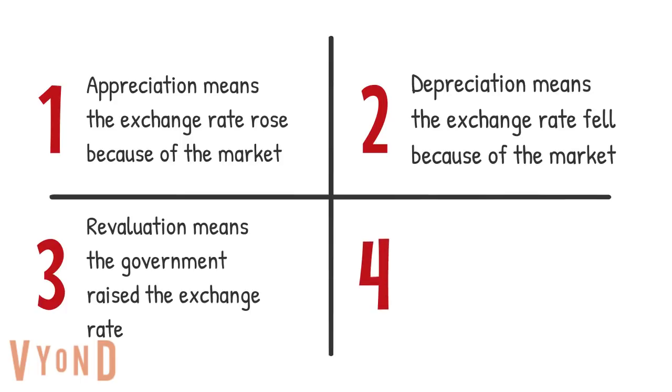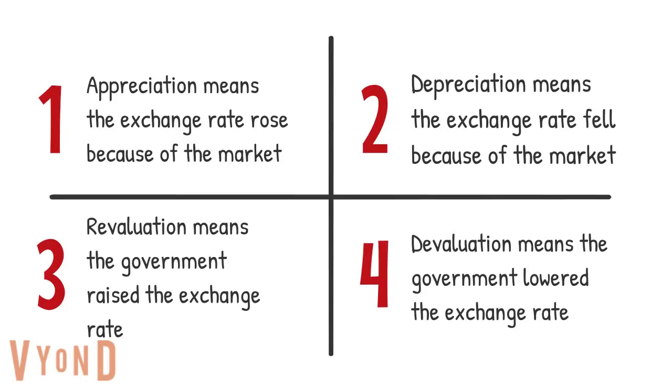So 4 words we got to know. Your currency appreciates if the market's making it go up in value. It depreciates if the market's making it fall in value. It's called revaluation when the government raises the exchange rate. And it's called devaluation when the government lowers the exchange rate. So the dollar should be depreciating and the yuan should be appreciating against the dollar. Instead, the Chinese government devalues their currency to counteract the appreciation that should be occurring.